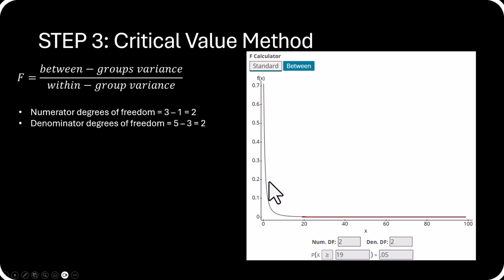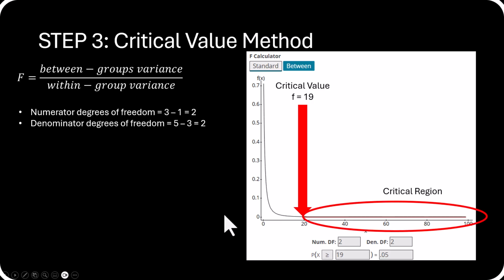I have used this F calculator, as you can see here. I entered the degrees of freedom for both the numerator and the denominator. I deleted this value and typed in 0.05. Again, I used the greater than or equal to inequality because this is always a right-tailed test. I'm not sure if you can see it here, but there is a small red line. Basically, the critical value here, as you can see from this number right here, is 19. So what we're saying is that the critical region is anything to the right of that value.